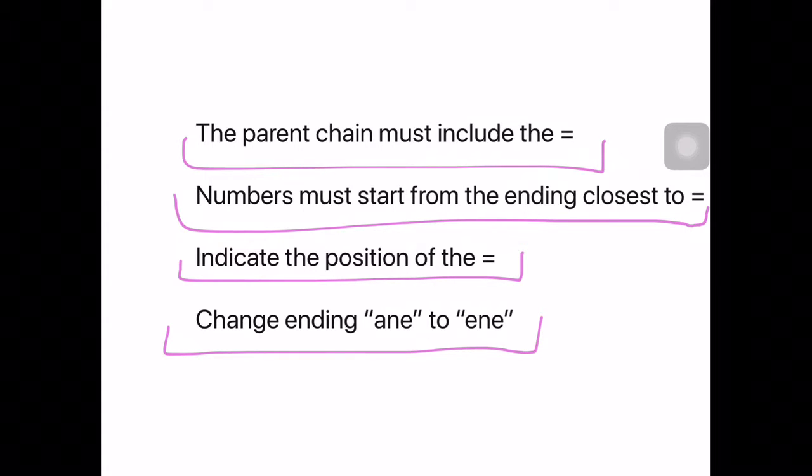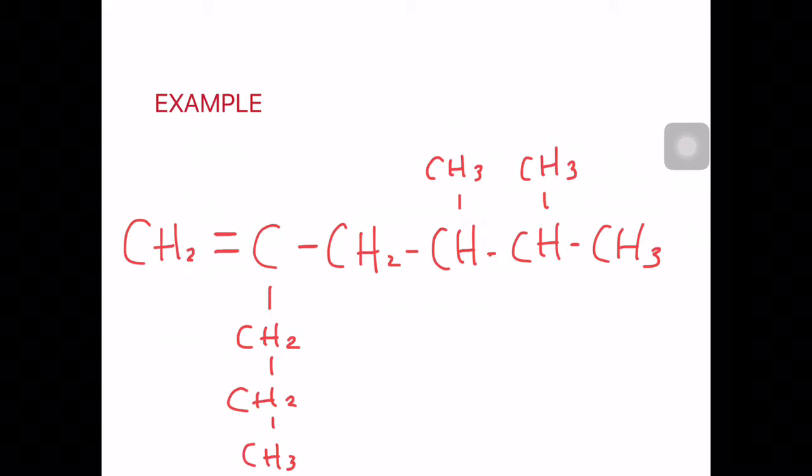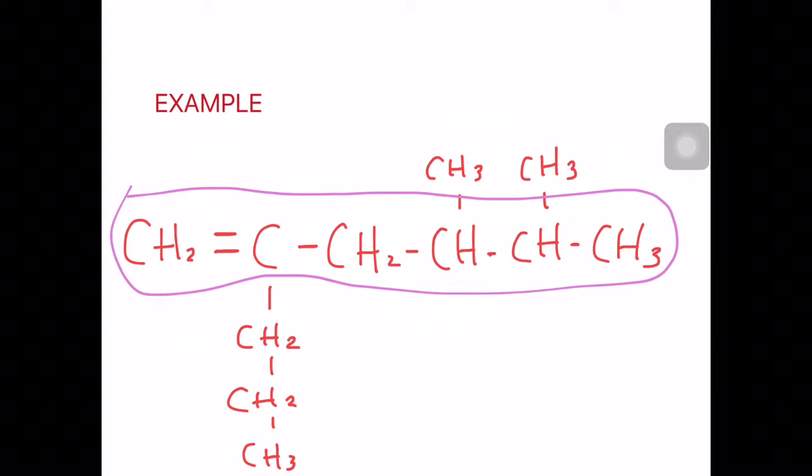Example: the parent chain must include the double bond, so this will be the parent chain. Numbers must start from the ending closest to the double bond, so it will be 1, 2, 3, 4, 5, and 6. Then we can start naming the alkene.